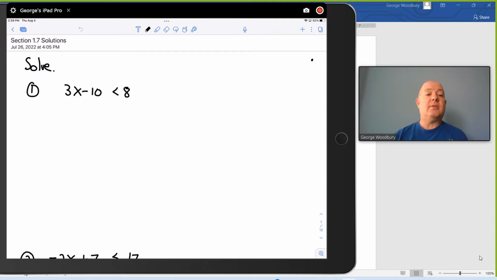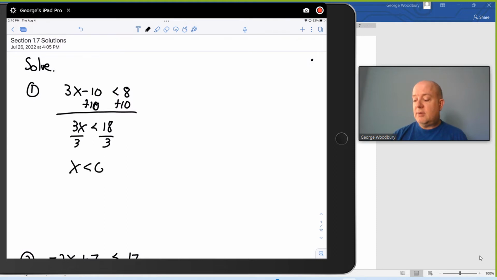I've got 3x minus 10 is less than 8. And I want to think about what I would do if I had 3x minus 10 is equal to 8, and then I'll do the same thing here. I'm going to add 10 to both sides of the inequality to isolate the variable term. So now I've got 3x is less than 18, and I can divide both sides by positive 3 to get my solution of x is less than 6.